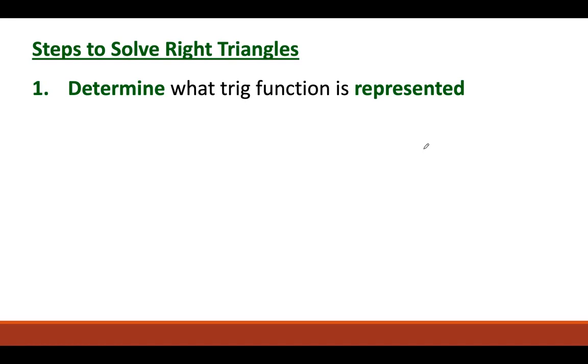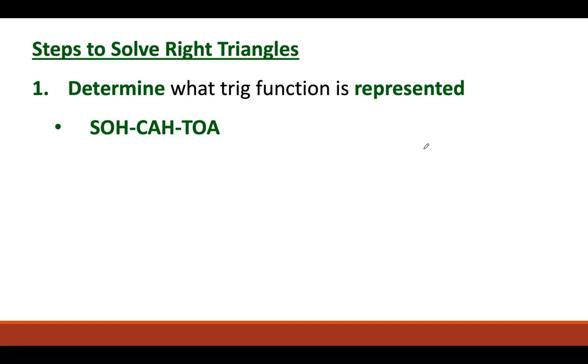Let's talk about the steps to solve right triangles. The first step is to determine what trig function is represented. The following problems will give you a triangle and the measure of one side, and you're trying to figure out the measure of one of the other sides. So you need to determine which trig function is represented on the triangle. You're going to use SOHCAHTOA to help you figure that out.